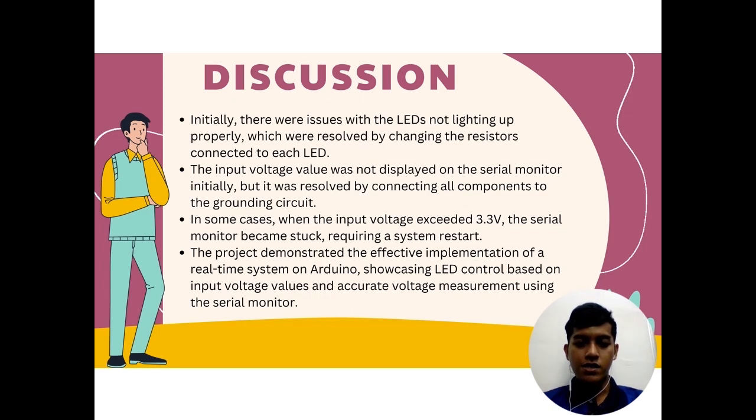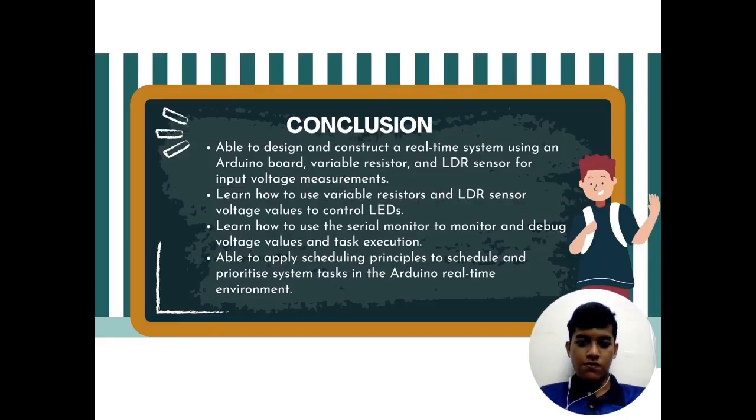Finally, after all the issues have been resolved, the project demonstrates the effective implementation of real-time on Arduino, showcasing LED control based on the input voltage value and accurate voltage measurement using the serial monitor. For the conclusion of this project, we were able to design and construct a real-time system using an Arduino board, a variable resistor, and an LDR sensor for the input voltage measurement.